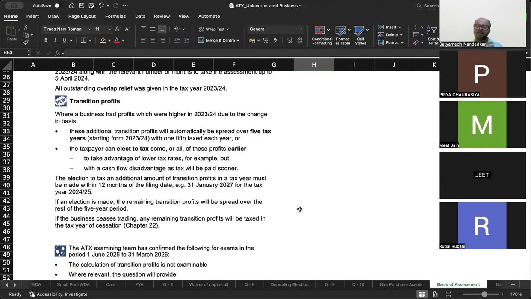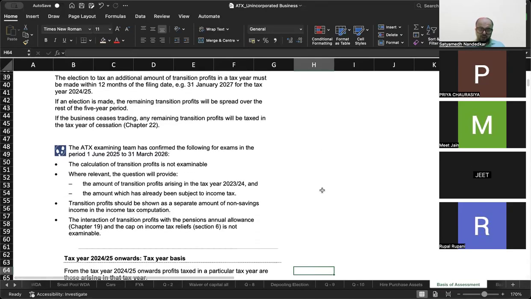So what you are doing is in the current year, you think that there is going to be a loss. And because you think that there's going to be a loss, instead of adjusting 1/5 of the profit, you adjust the entire profit in the current year, or you adjust a larger amount of transition profit in the current year. वो चलता है. But from the year 23-24 onwards, every year you have to tax 1/5, 1/5, 1/5 of the transition profits, and transition profit ka figure is usually given to you in the exam.